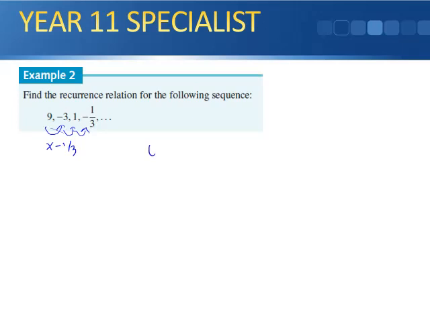So I can write my rule straight away. t of n will equal -1/3 using the term before it. And the term before it is t of n minus 1. We should say that t of 1 has to equal 9 because we need a starting point. If we don't have a starting point, then we can't do it.